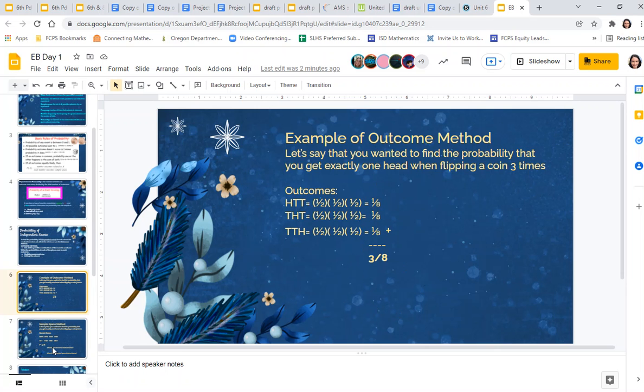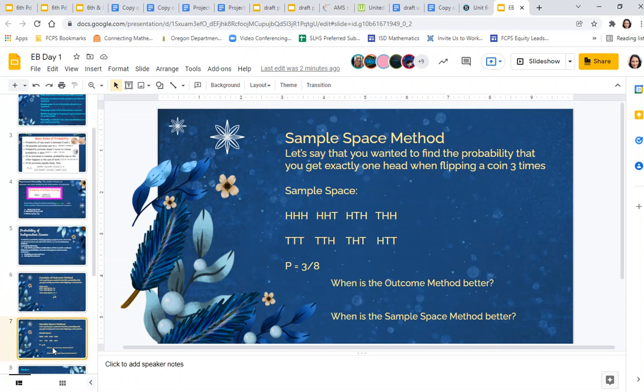All right, sometimes when the sample space is small, you might choose to do the sample space method instead, because it's just a lot less adding and multiplying. So the sample space method is when you list all of the possibilities. So in my sample space, I have heads, heads, heads; heads, heads, tails; heads, tails, heads; tails, heads, heads; tails, tails, tails; tails, tails, heads; tails, heads, tails; and heads, tails, tails. Those are all the possibilities from flipping your coin 3 times.